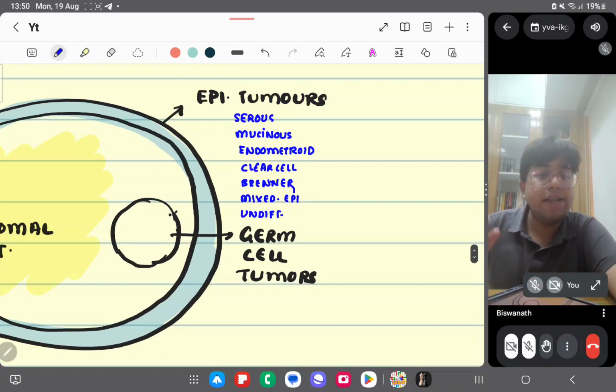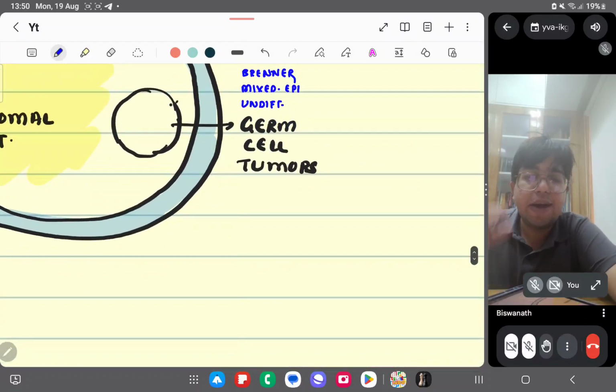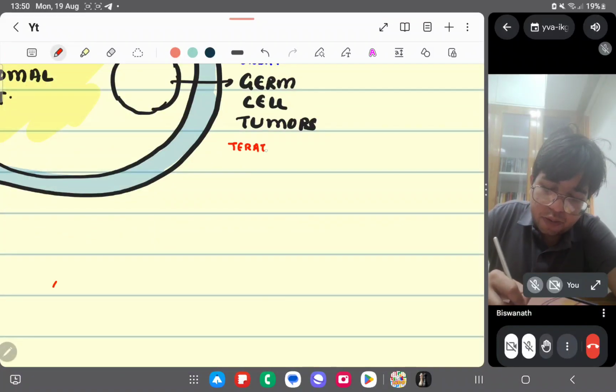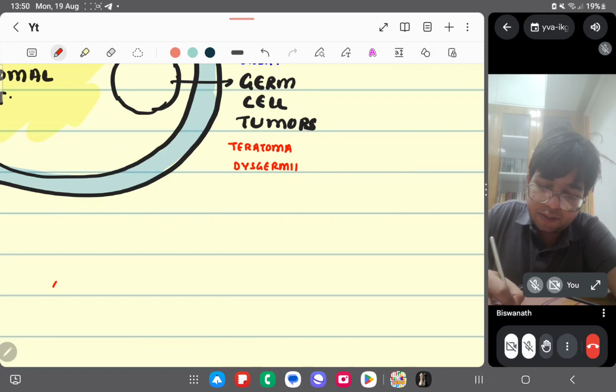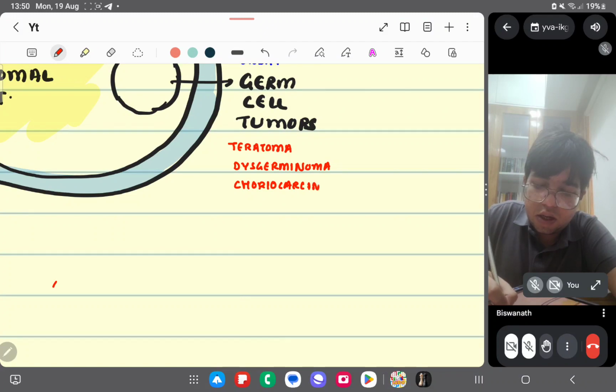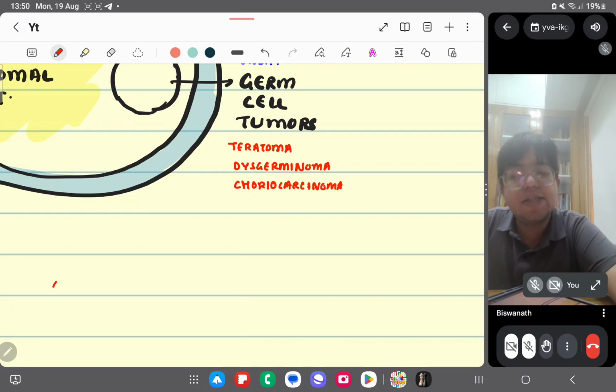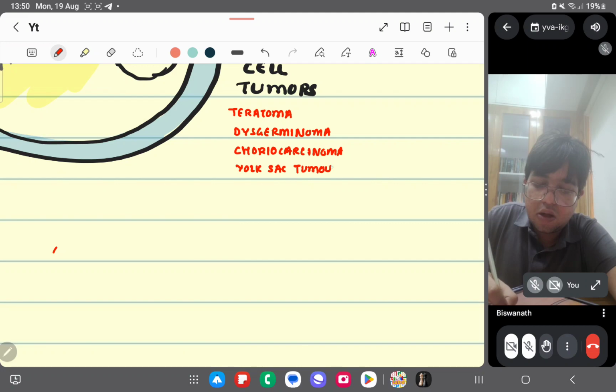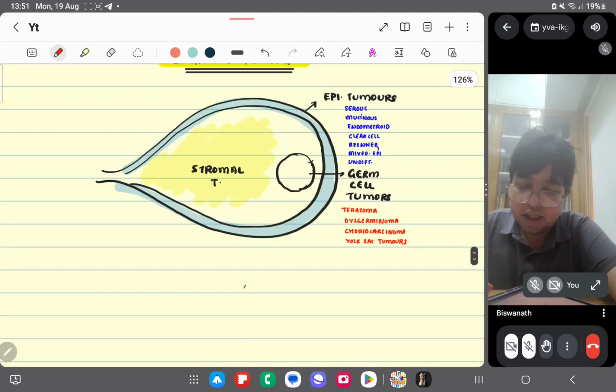Understood? And in the germ cell tumors, we have teratoma, dysgerminoma, yolk sac tumor, choriocarcinoma. Teratoma, dysgerminoma, choriocarcinoma, and yolk sac tumors. So these are the germ cell tumors.